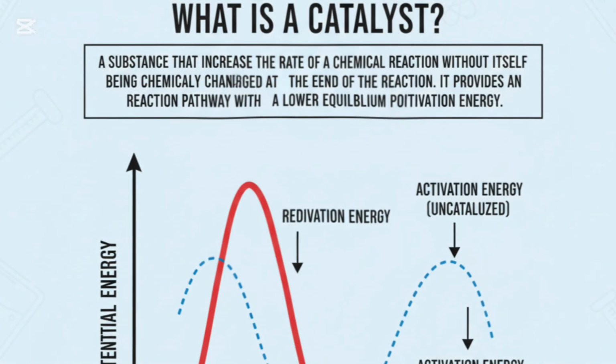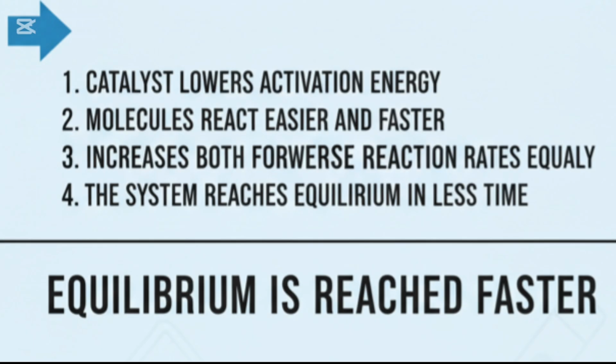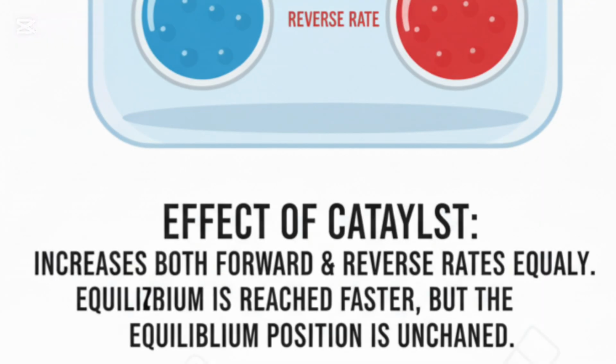Now, let's talk about the catalyst. A catalyst is a substance that increases the speed of a reaction without being used up itself. In a reversible reaction, a catalyst increases the rate of both the forward and backward reactions equally. It helps the system reach equilibrium faster, but it does not change the position of equilibrium. In short, catalyst: faster equilibrium, but same equilibrium position.